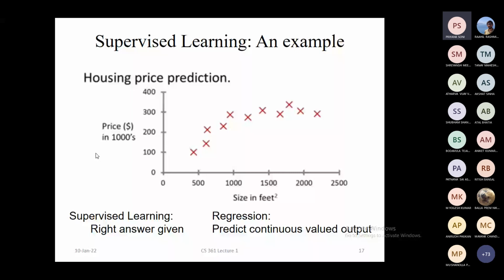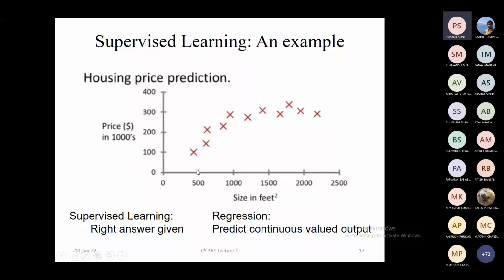Now, what do we mean by a training example? You can understand this very clearly. What is the x-axis? The x-axis is the size in square feet, that means the size of your house. And the y-axis is the price in dollars, on a scale of $1,000.